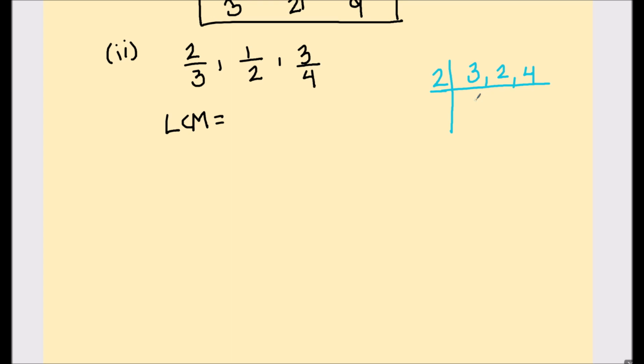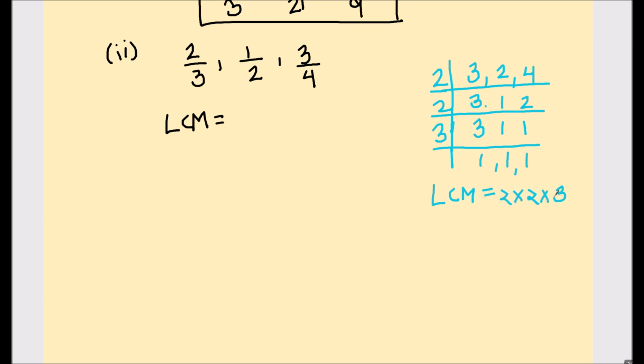First we'll divide by 2. 3 will not be divisible, so it will be as is. 2 times 1 is 2 and 2 times 2 is 4. Again we can divide by 2. 3 is not divisible by 2, so it is going to be as is. 1 will be as is and 2 times 1 is 2. Now we are going to use 3 to divide 3. 3 times 1 is 3, 1 is as is and 1 is as is. So the LCM will be 2 times 2 times 3, which equals 12. So I have the LCM as 12.